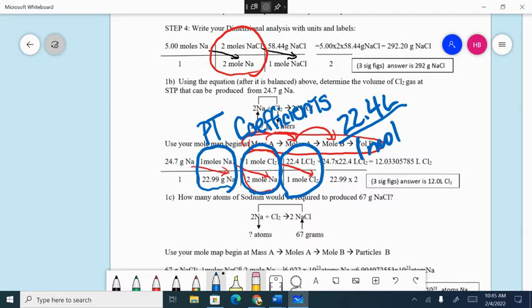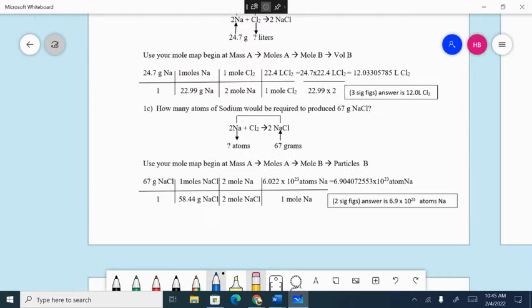Multiply across the top, divide by the bottom, you get an answer of 12.03305785 liters. Because the given has 3 sig figs, the answer will be 12.0 liters of chlorine. We're going through these so we can see the setup, and then we're going to do examples step by step. Let's look at our last example problem.